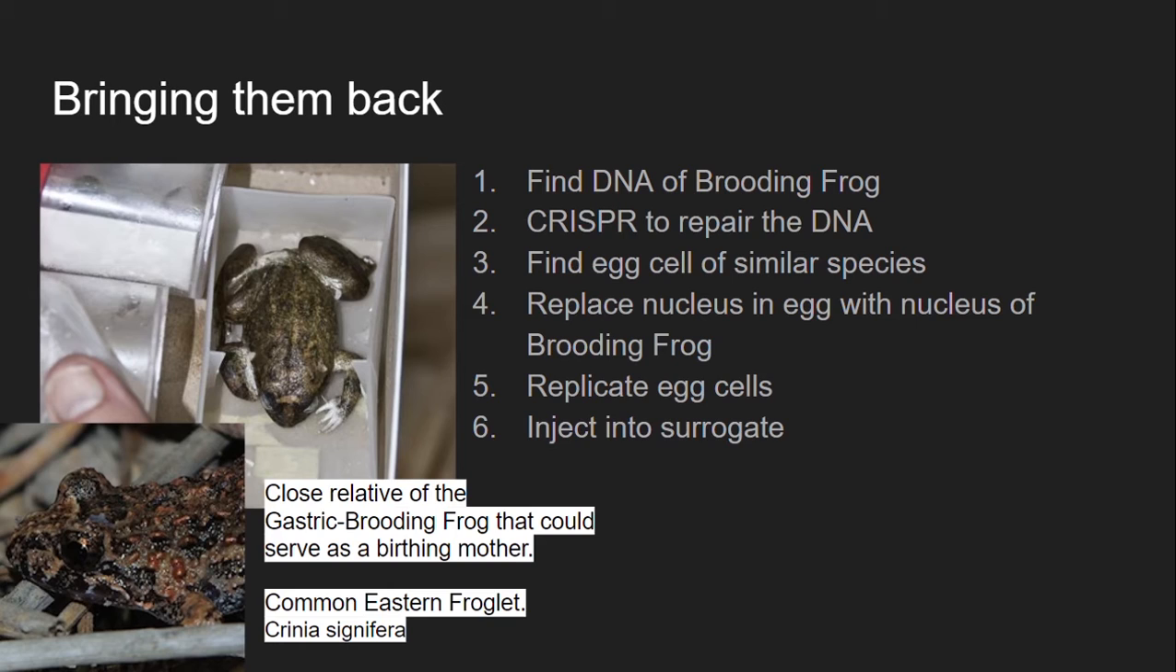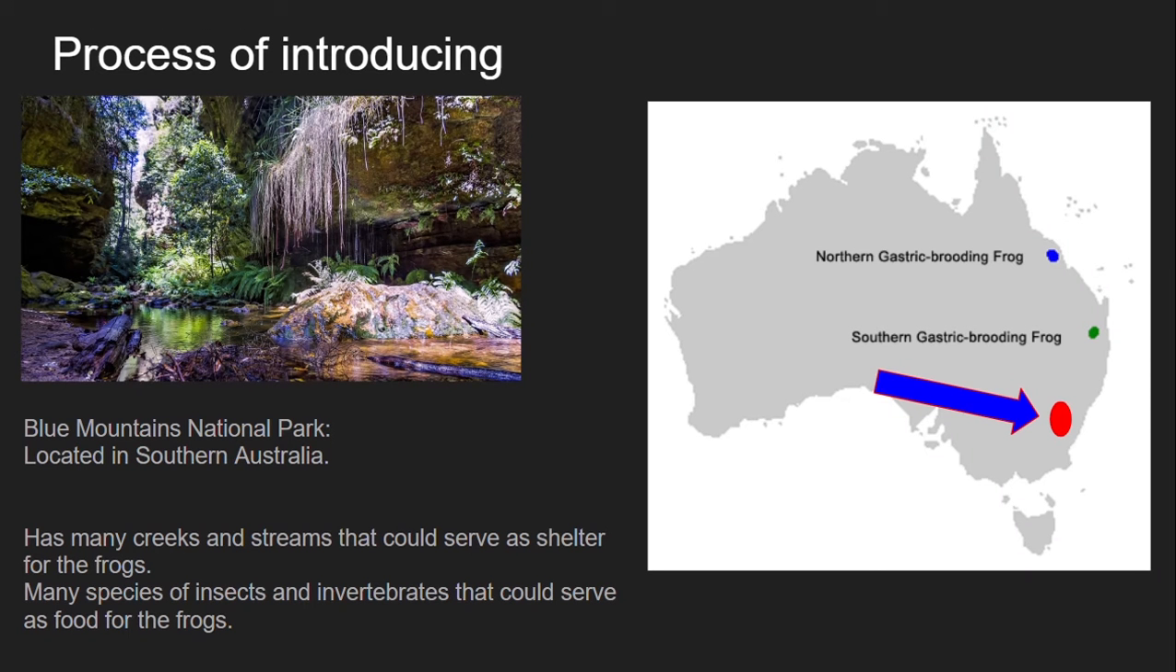After that, we need to use a process called CRISPR to repair the DNA to make it viable. Then, we need to find the egg cell of a similar species. Then, we need to replace the nucleus in the egg cell with the nucleus from the DNA of the brooding frog. After that, we need to replicate the egg cells and then inject them into a surrogate species so they can give birth to the frog.